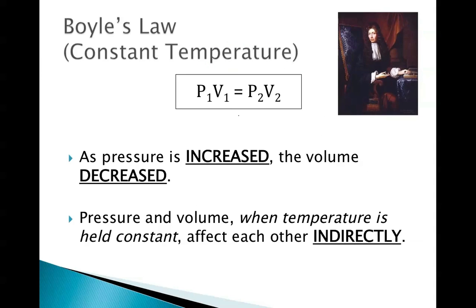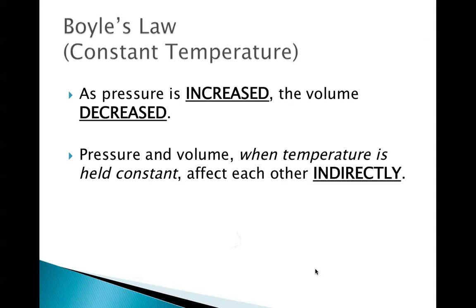So our first law is Boyle's law. This is when we're going to hold temperature constant so we can view the relationship between pressure and volume. So when we remove the variable held constant, temperature, we just have our pressure times volume is equal to our pressure times volume. As pressure is increased, we find under Boyle's law that the volume will thus decrease. This means then that pressure and volume under Boyle's law affect each other indirectly. As one goes up, the other one goes down.